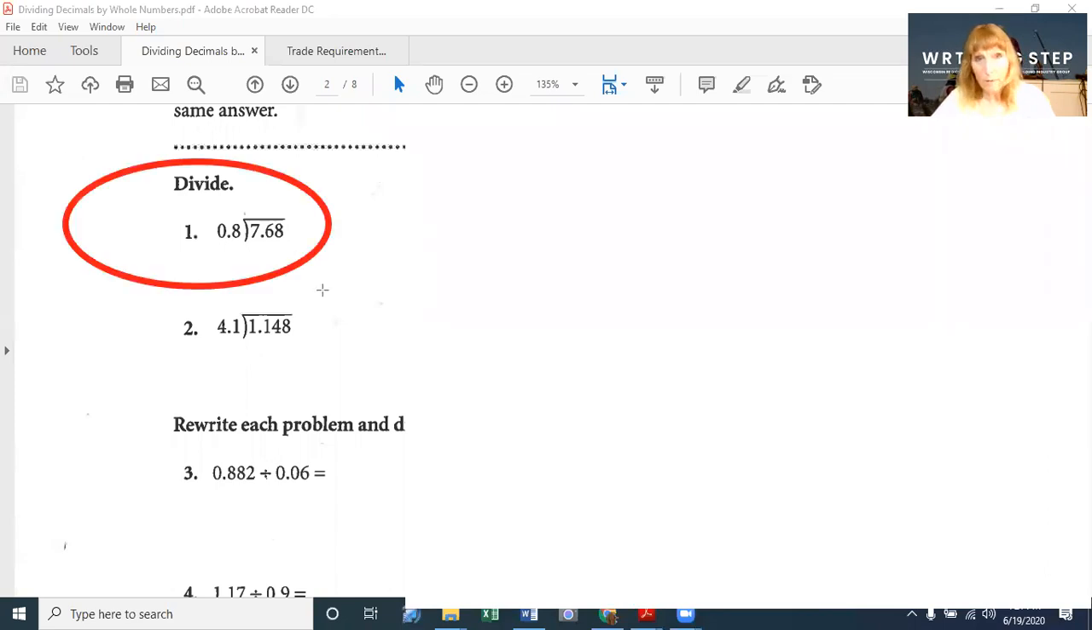7.68 divided by 0.8. We're going to do this again. We're going to go up, and we're going to go over, right? So 7.68 is on the inside. It's about 8, but it's there. And 0.8 is on the outside.